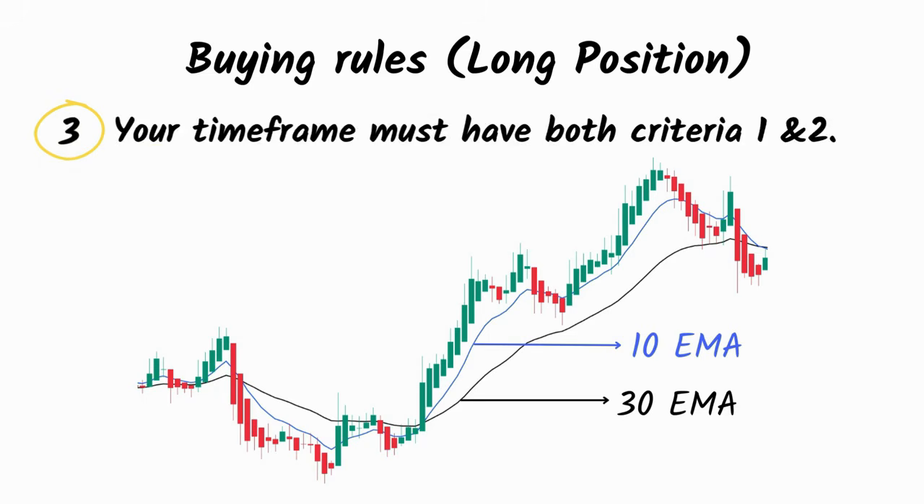Criteria number 2. The 10 exponential moving average must be above the 30 exponential moving average. I use the 10 EMA and 30 EMA to determine trend momentum.